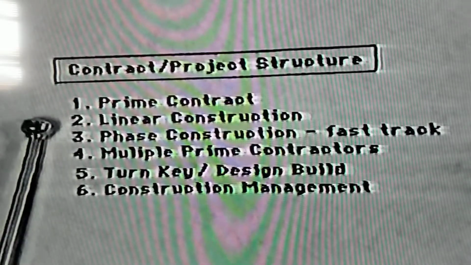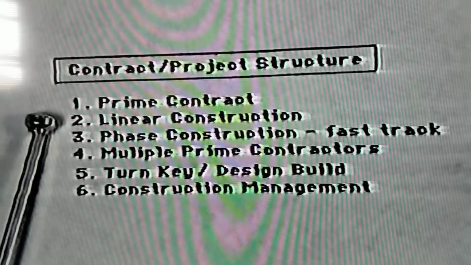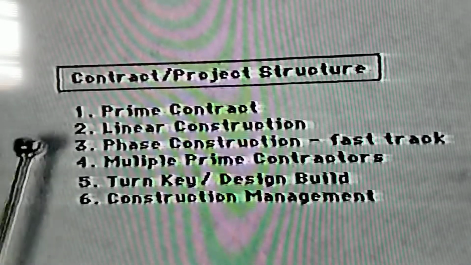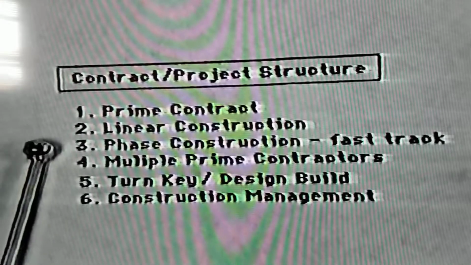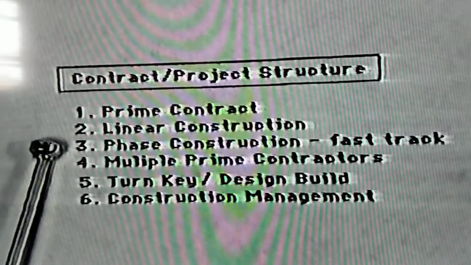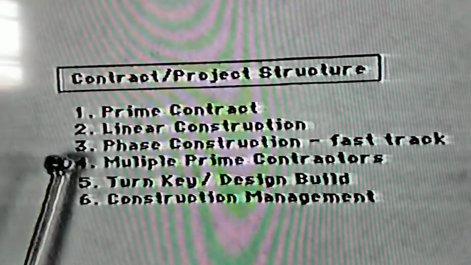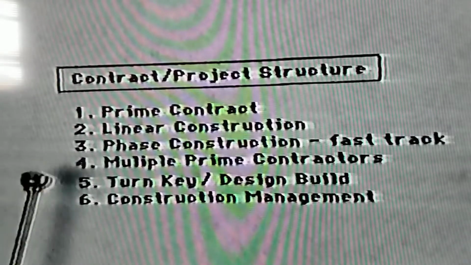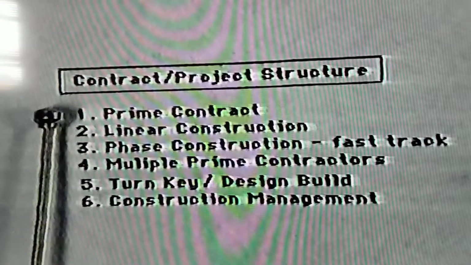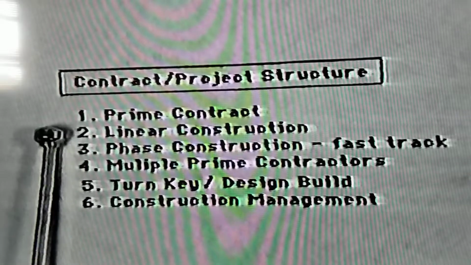Linear construction says this: you plan the entire thing and then you execute it. Phase construction says this: you plan a little bit, execute. While you're executing, you plan the next phase. Then you execute the next phase and keep planning as you're going. In other words, phase construction is considered fast track. You're planning as you're going. Linear construction is considered slower because you wait for everything to be planned before you start.